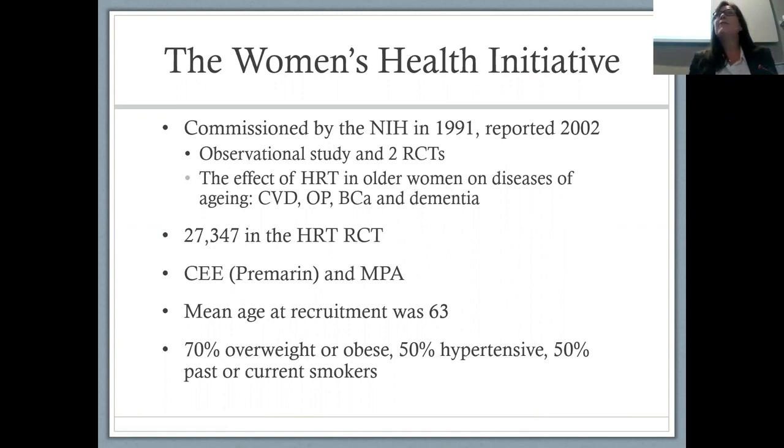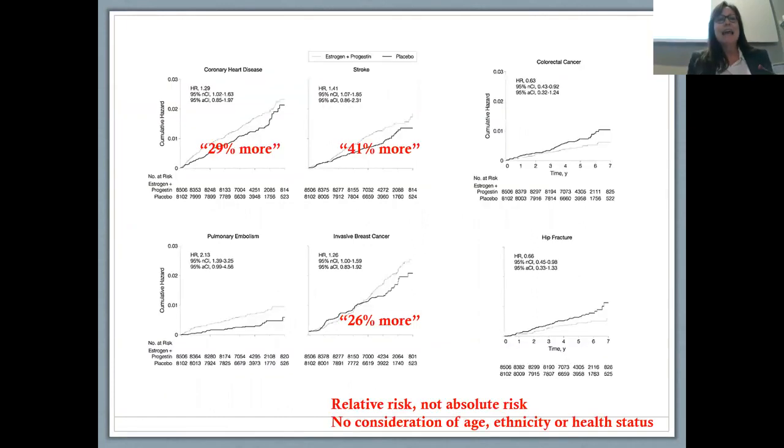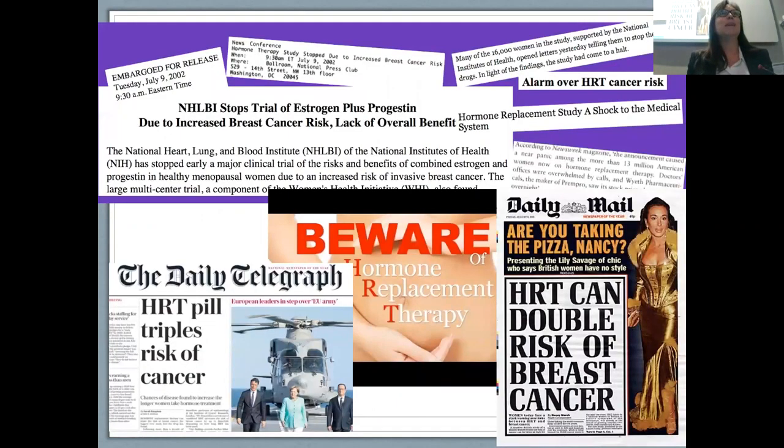The mean age of recruitment was 63. Now, we know we would not start hormone replacement therapy for the first time on anyone at the age of 63. And certainly they had significant comorbidities. So it really wasn't a fair test of hormone replacement. And the studies reported 29% increase in heart disease, a 41% increase in stroke, a 26% increase in breast cancer. And that was what was reported. I'm sure those of you who remember these headlines, that was what was reported, even though it was actually a reporting of the relative risk rather than the absolute risk, which was very small.